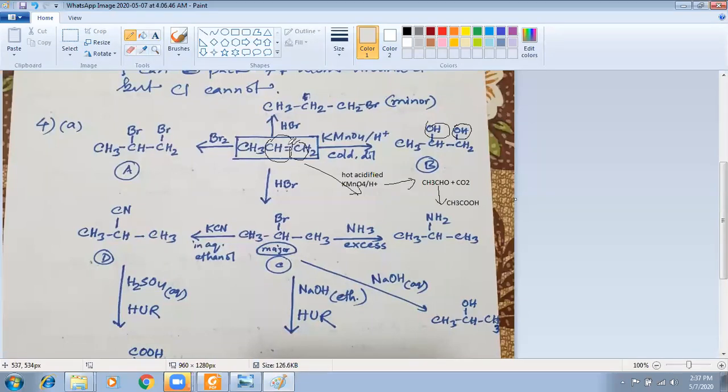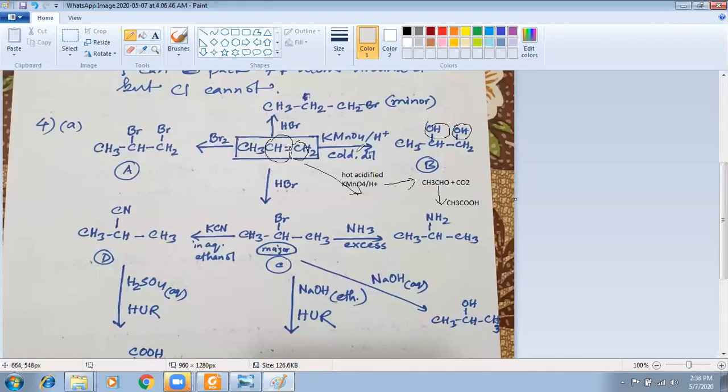This bond breaks down completely at the time. Okay, this bond breaks down completely, and we are getting two different products. One is carbon dioxide, another is CH3CHO, that is aldehyde. From there we get carboxylic acid. Anyways, let's go back to the question.